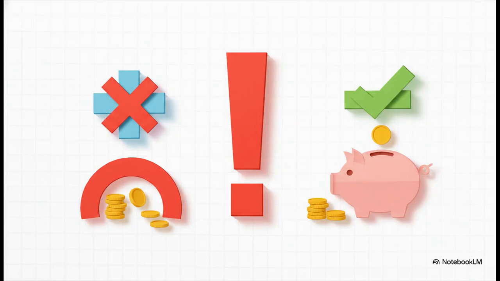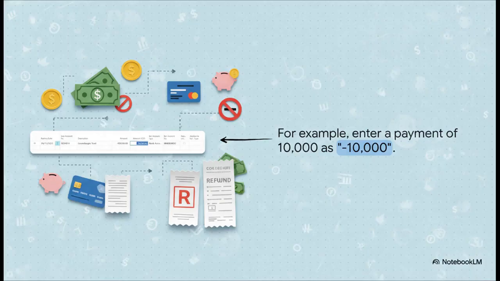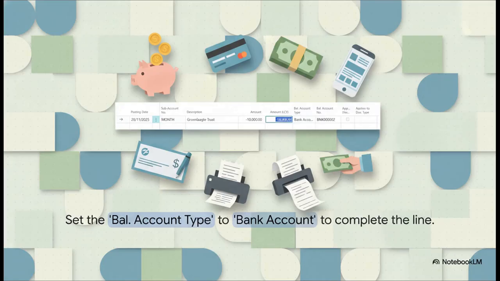Okay, this next part is super important. It's a really common mistake, so listen up. Always, and I mean always, enter the payment amount as a negative number to credit them. To finish the line, you'll set the balancing account type to your designated bank account.